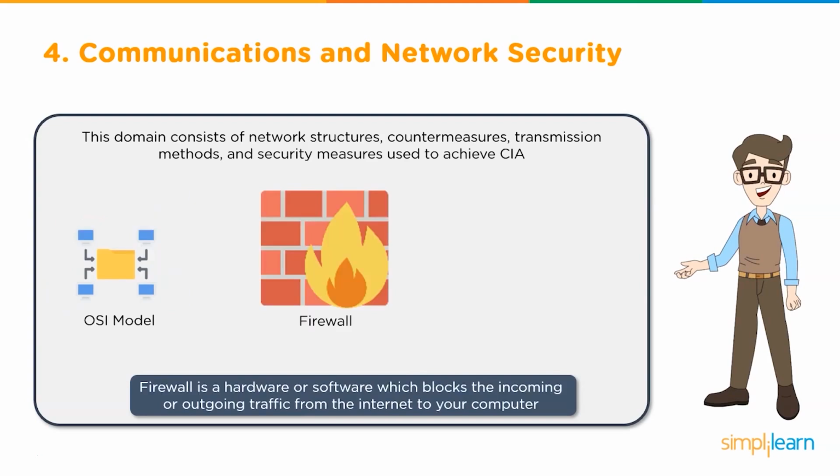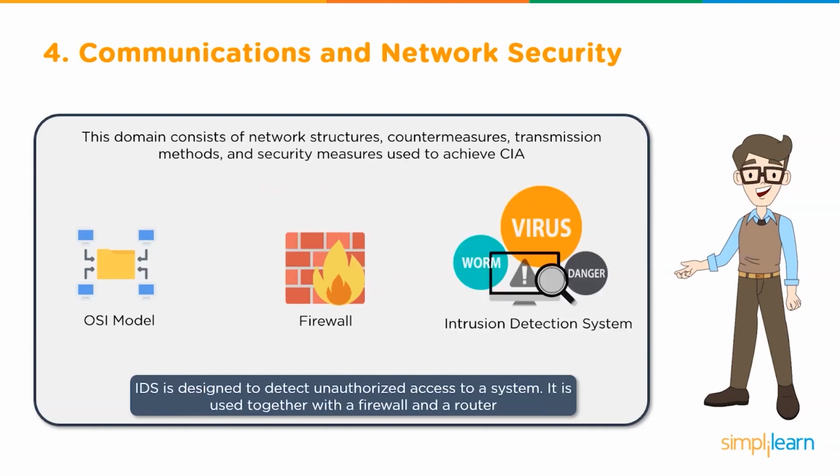The communications and network security domain also talks about firewalls. We can define a firewall as hardware or software which is used to block the incoming or outgoing traffic from the internet to your computer. Then we also have the IDS. IDS is known as the Intrusion Detection System. This is designed to detect unauthorized access to a system. IDS is used together with the firewall and a router.